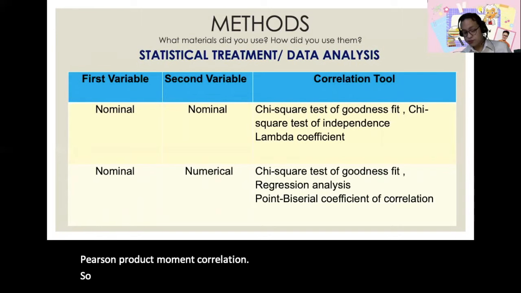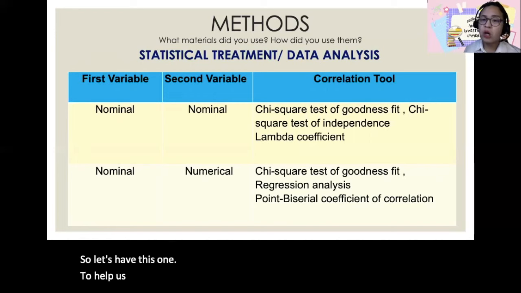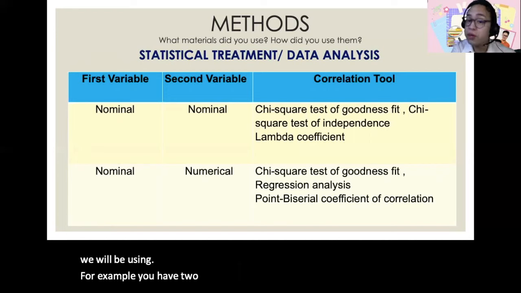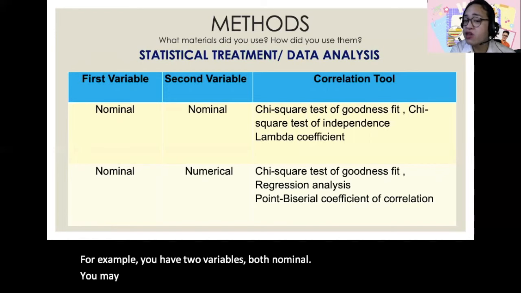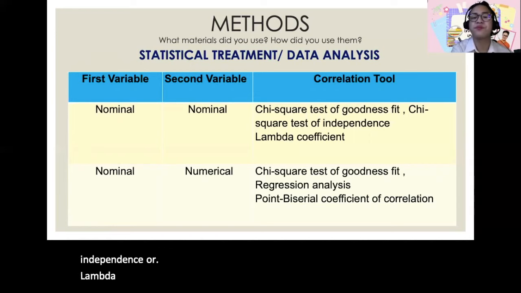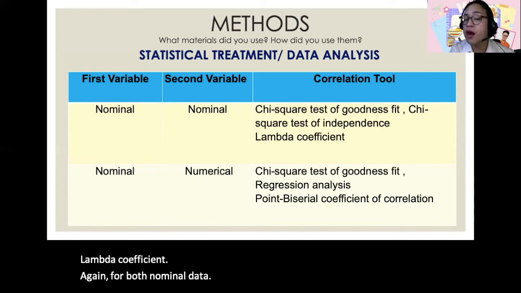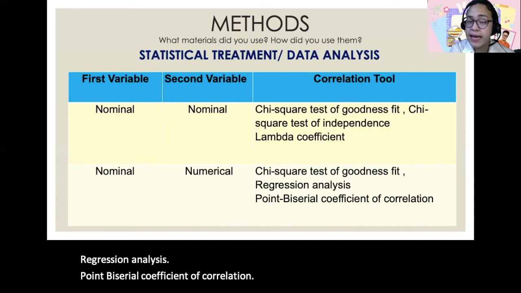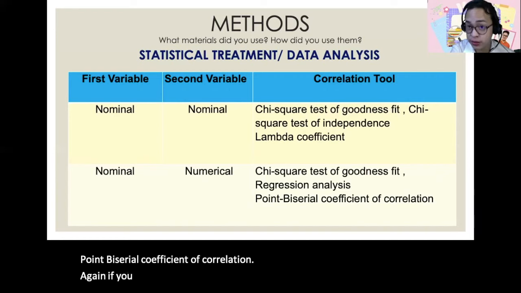So let's have this one to help us decide on the correlation tool or statistical treatment we will be using. For example, you have two variables, both nominal. You may wish to have chi-square test of goodness of fit, chi-square test of independence, or lambda coefficient. Again, for both nominal data. Nominal and numerical: chi-square test of goodness of fit, regression analysis, point biserial coefficient of correlation. Again, if you have nominal and numerical.